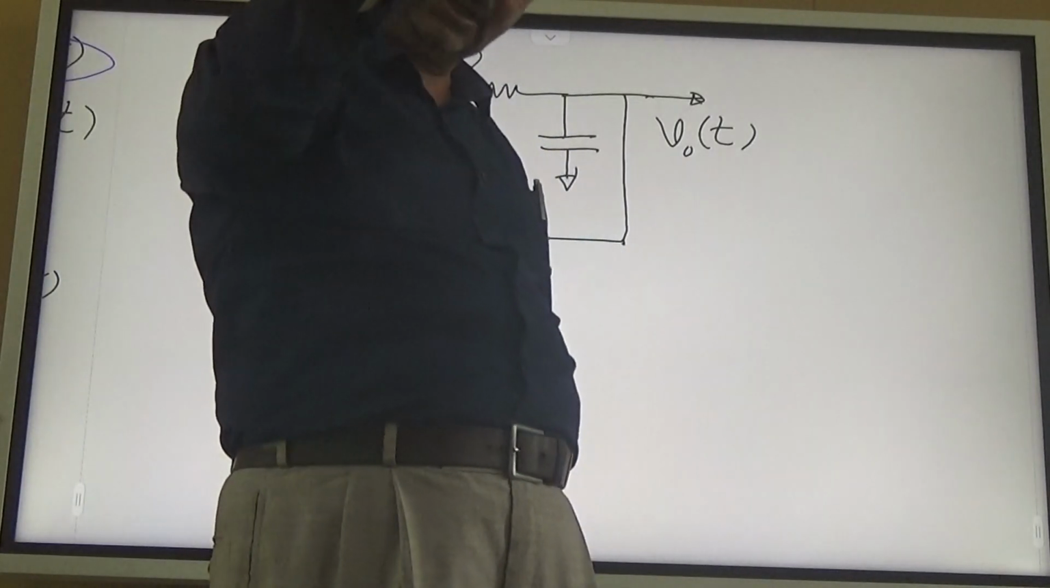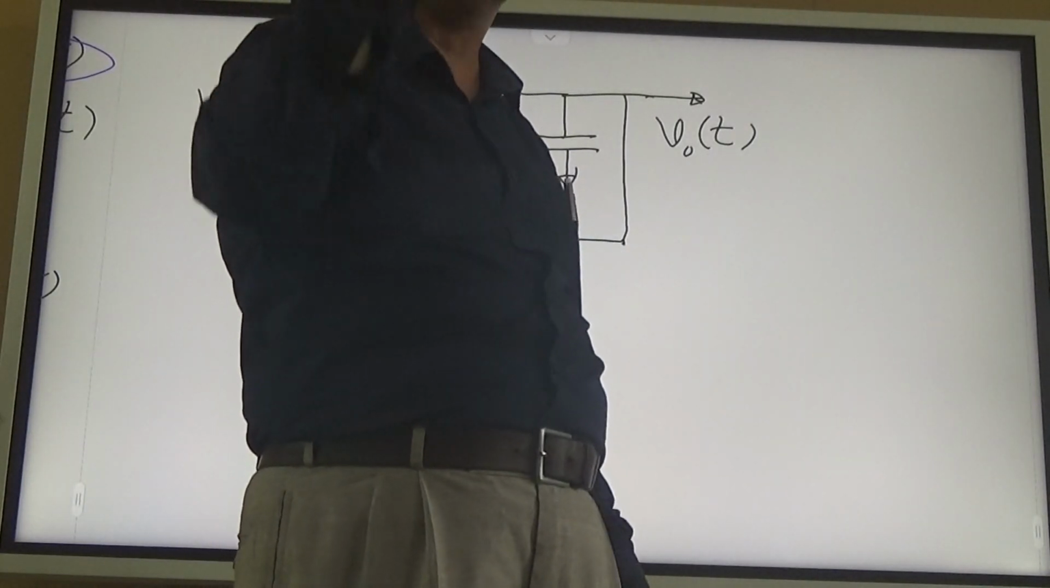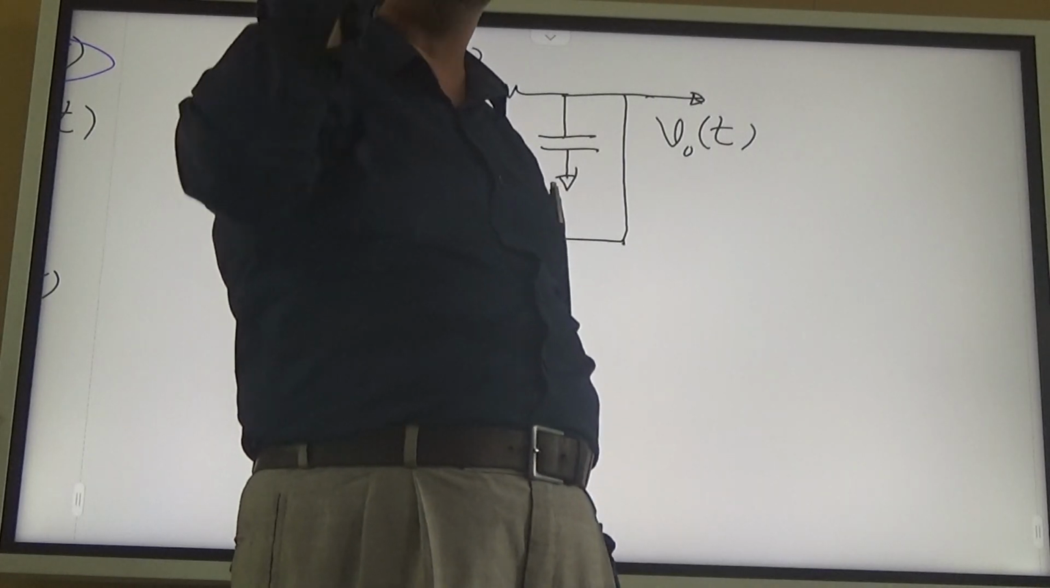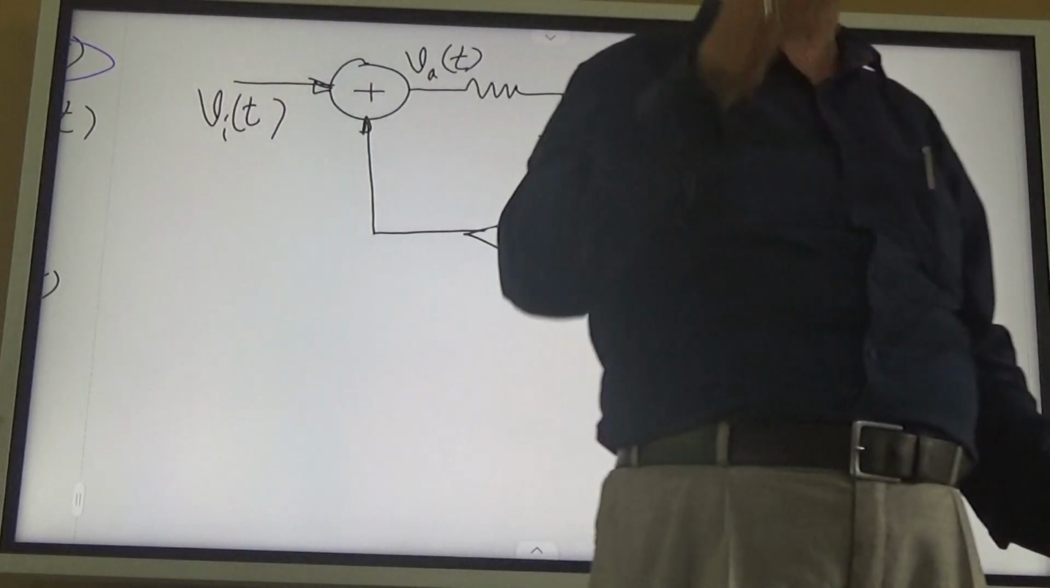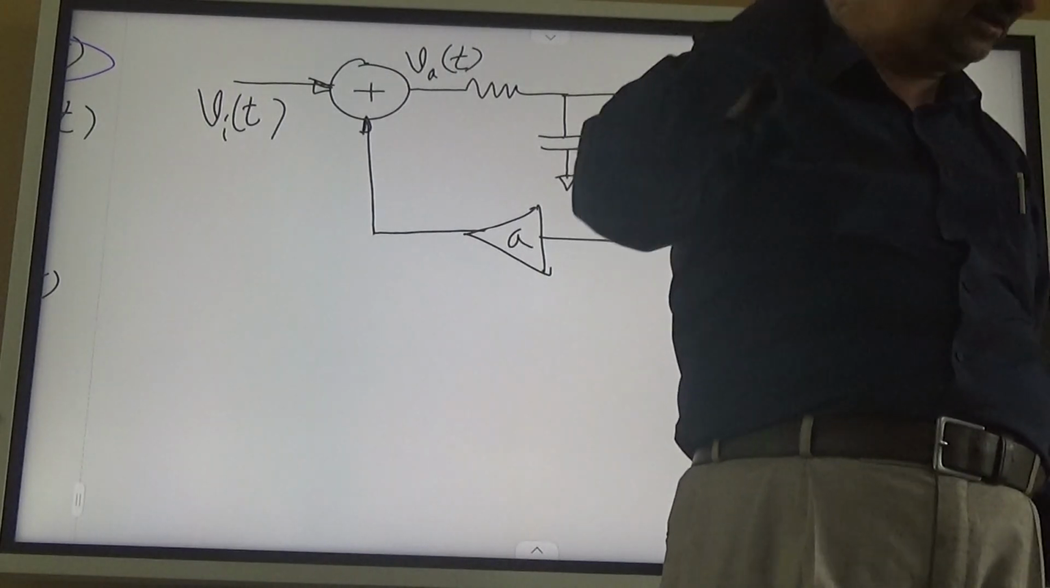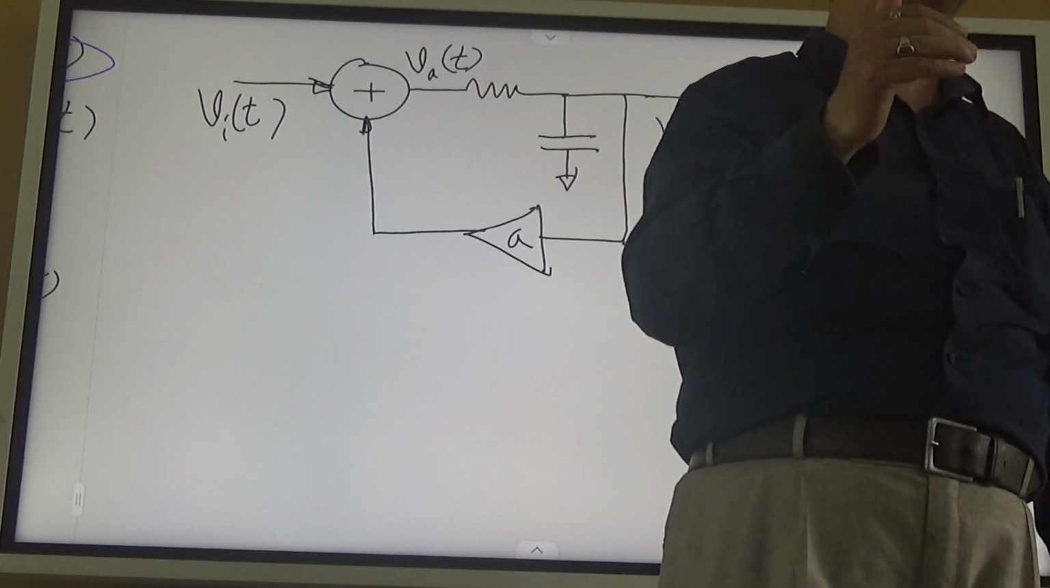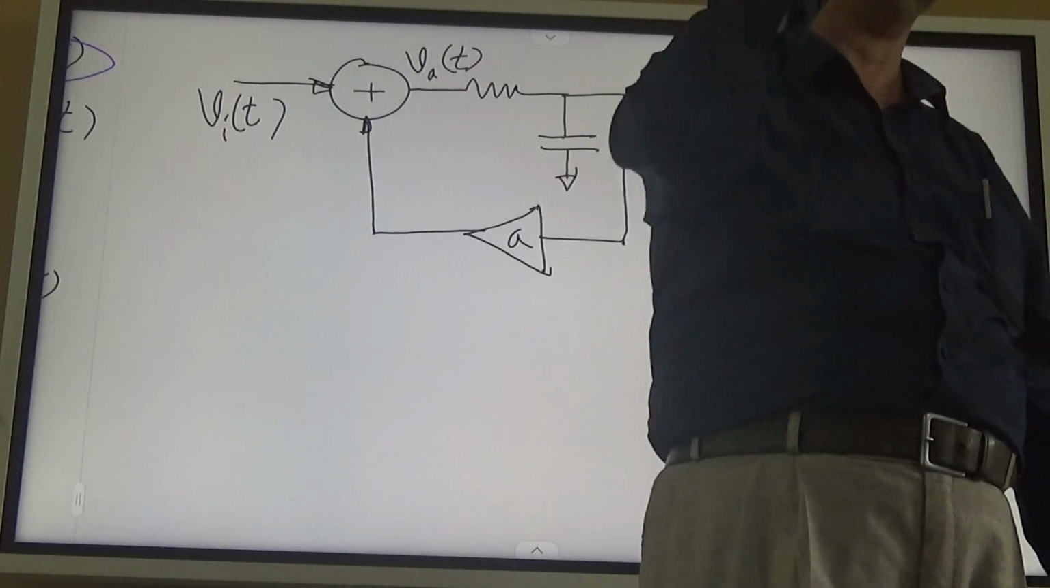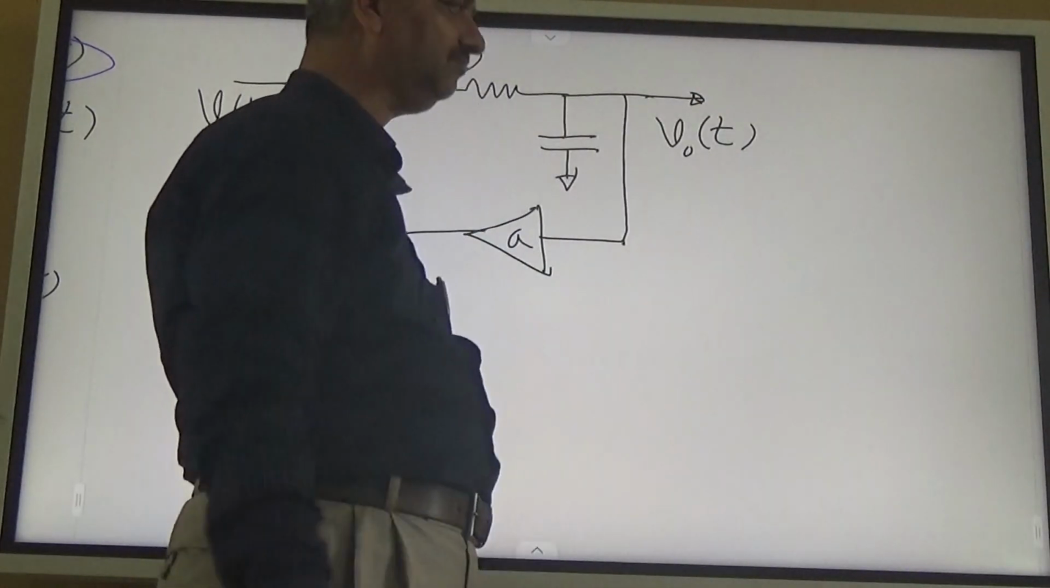Right? So the question at this point of time is derive the expression or derive the differential equation. The actual question is derive the expression for Vout(t), and the intermediate question is derive the differential equation in terms of Vout(t) and Vin(t). Start now. You can pause the video because it will take some time for you.